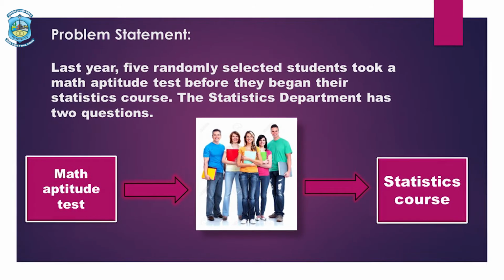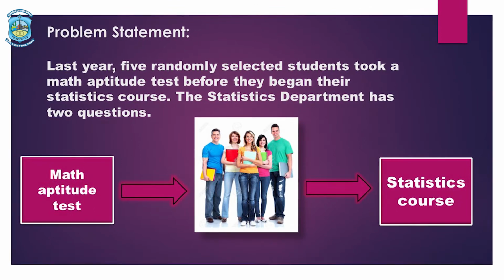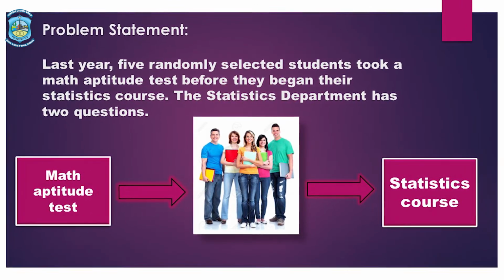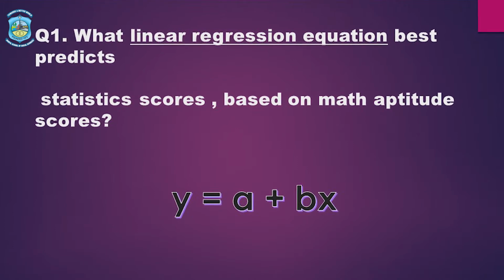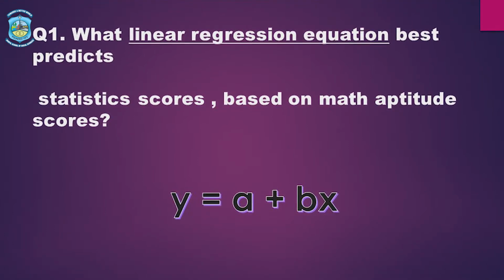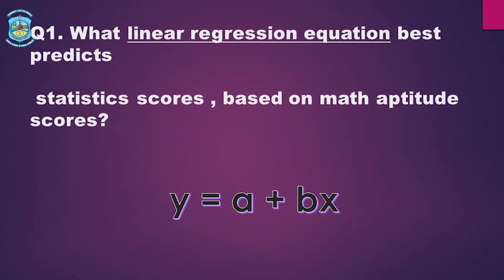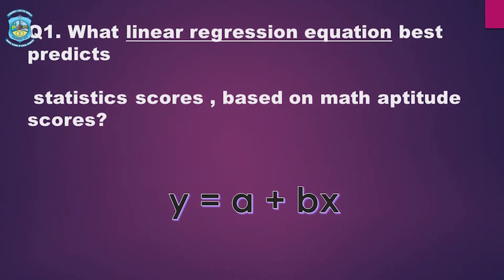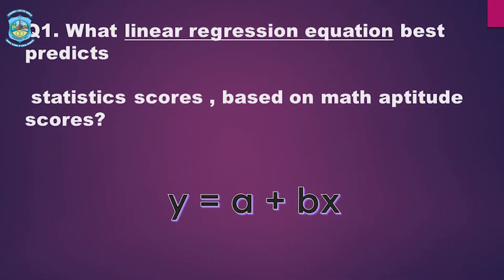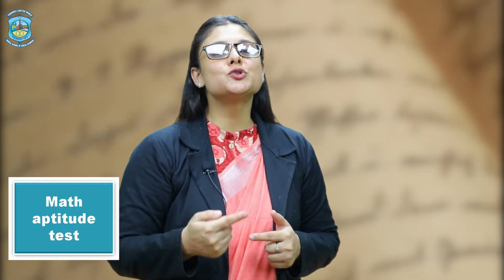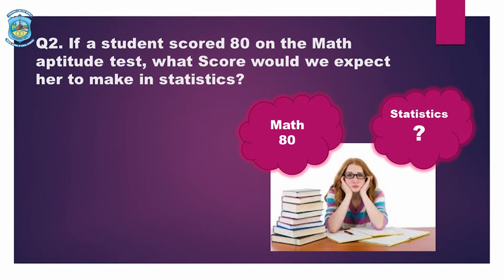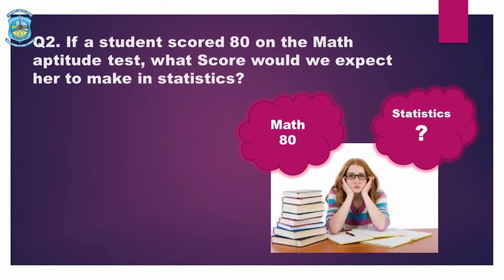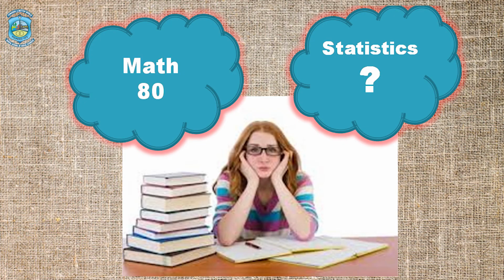Last year, 5 randomly selected students took a math aptitude test before they could begin a statistics course being offered by the college. Now the statistics department had 2 questions in mind. Question number 1: which linear regression equation is going to best predict the scores of the statistics test based on the math aptitude test that the students had already taken? And question number 2: if a student scores an 80 in the math aptitude test, can we predict her score in the statistics test to come?